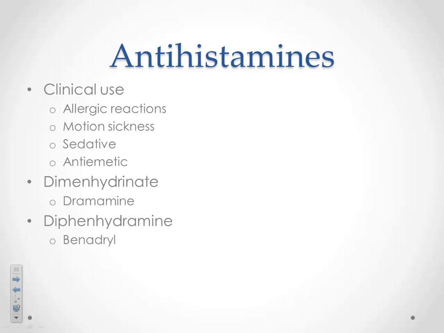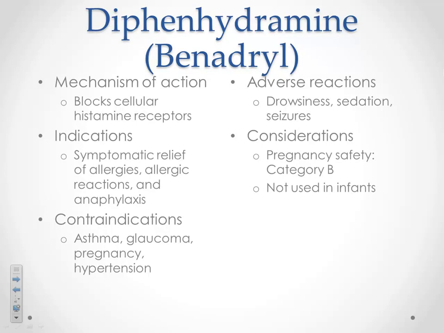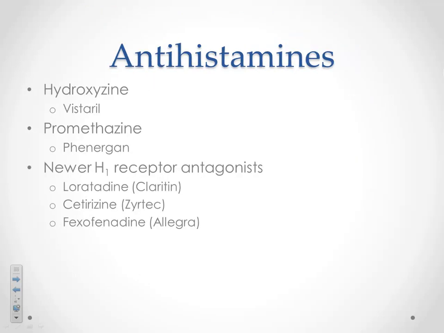What routes can you give Benadryl? IV, IM, PO, mostly for you, it's given IV. Does block the histamine receptor sites. It is a pregnancy category B, so it's pretty safe, right? No fetal harm has been shown in studies, so it is pretty safe. It is not used in infants. Phenergan and Vistaril is also considered an antihistamine, as well as your Claritin, your Zyrtec, and your Allegra.